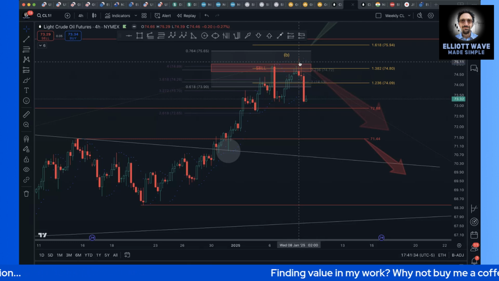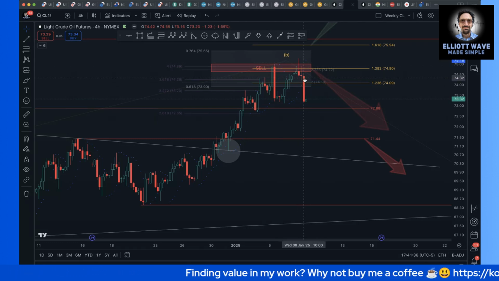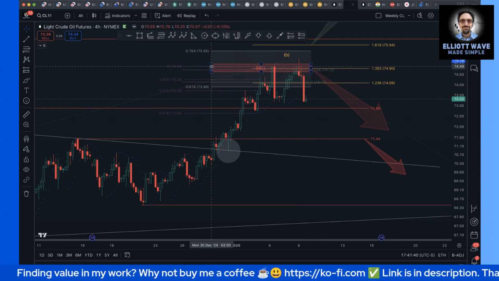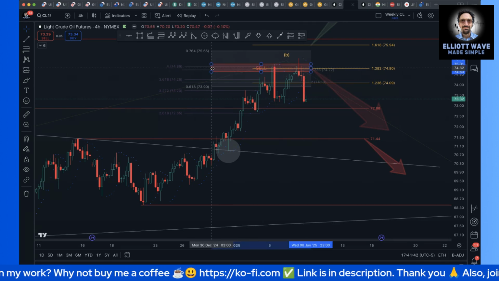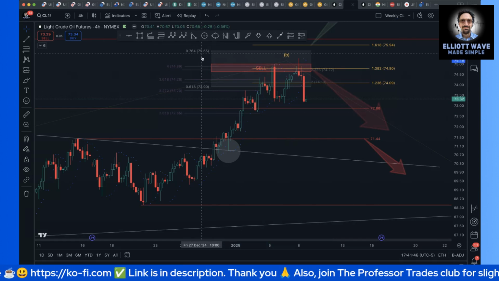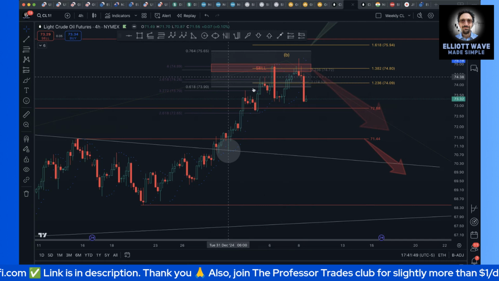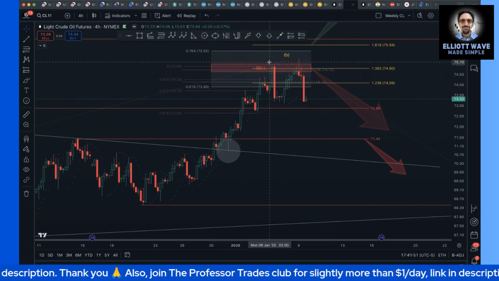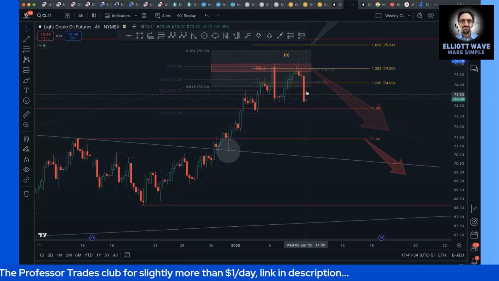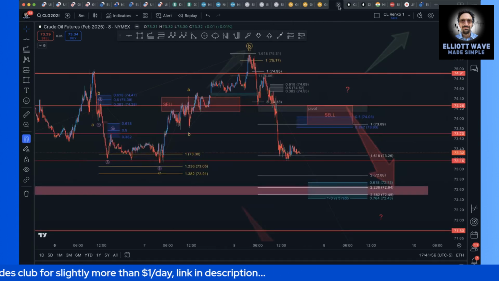But that's okay. You can do that. I'm going to just short it again. That's what this sell box is all about, to remind myself this is where I was looking for a B wave top. Well, really, it's this gray box. Anywhere in here is ideal for a B wave top. So we got lucky and sold it twice. Actually, we sold it, we made some of these longs, and we sold it again. So thank you, Armando and the Professor Trades Club.